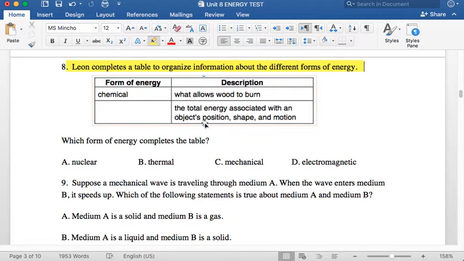The total energy associated with an object's position, shape, and motion. So again, which form of energy would complete the table? What would go here? A. Nuclear. B. Thermal. C. Mechanical. Or D. Electromagnetic. So which one of these is this definition?